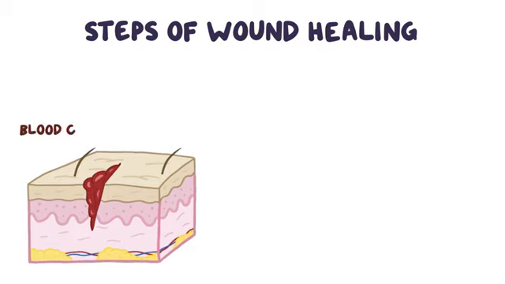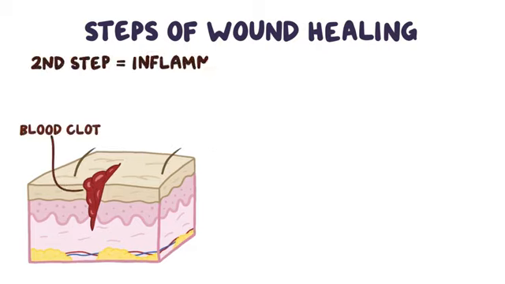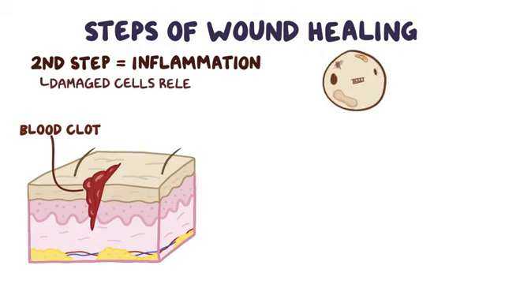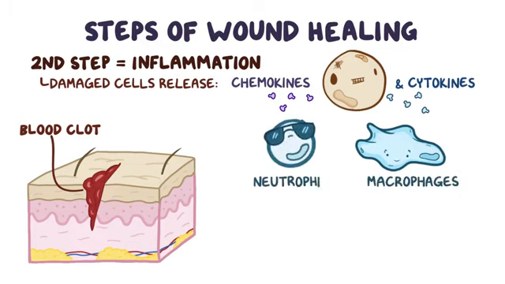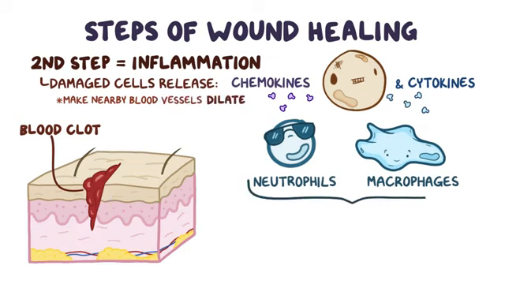Once an adequate blood clot has formed, the second step of wound healing begins, and that's inflammation. Damaged cells release tiny proteins called chemokines and cytokines, which recruit immune cells like macrophages and neutrophils to the area, and make nearby blood vessels dilate and become more leaky and permeable.